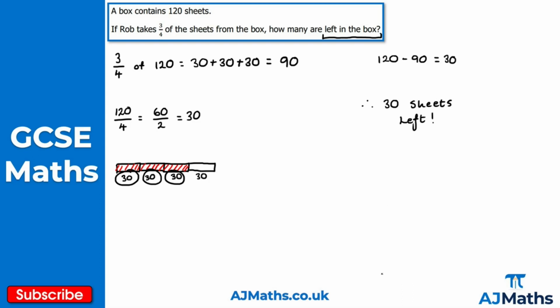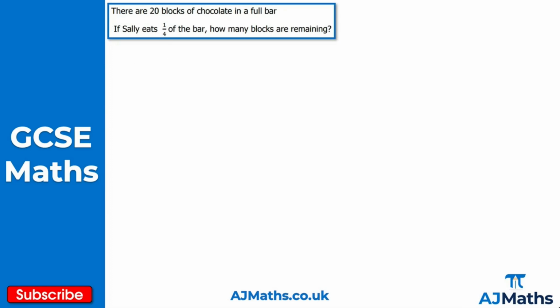And there we have it. So that's the solution there to question 4. And finally then, if we take a look here at the very last question, question 5, we're told that there's 20 blocks of chocolate in a full bar. If Sally eats 1/4 of the bar, how many blocks are remaining?